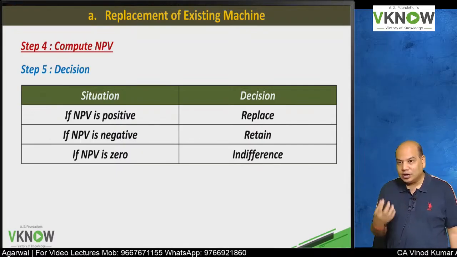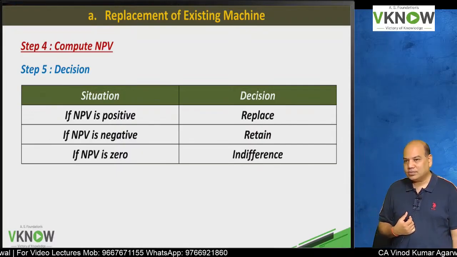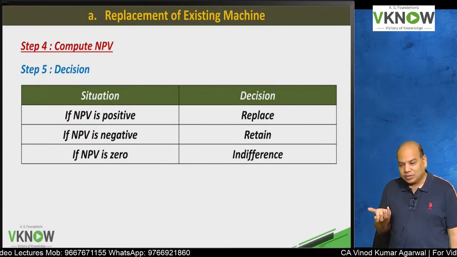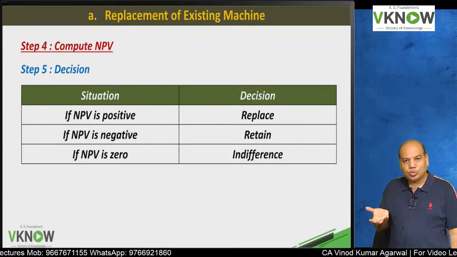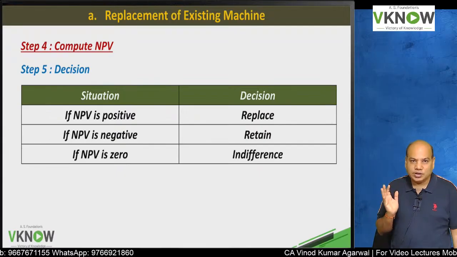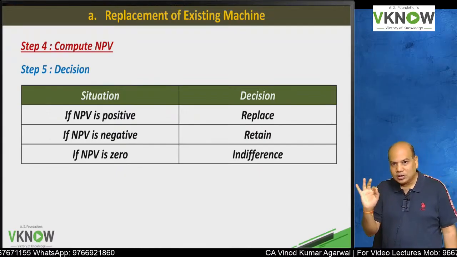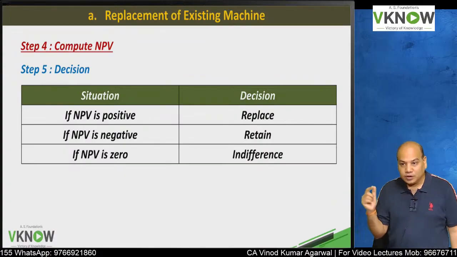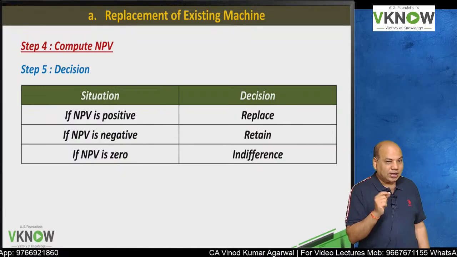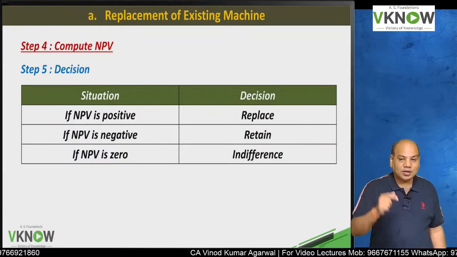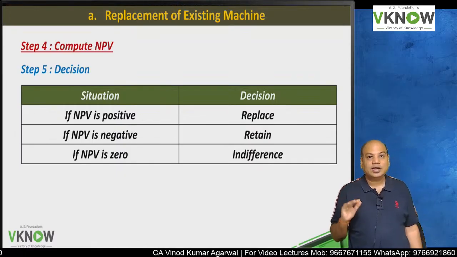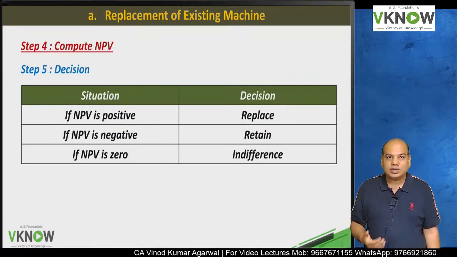The answer is, if the incremental NPV is positive, it means the new asset generates more NPV than what old asset would have generated. So replace the old asset with the new one. If incremental NPV is negative, what does that mean? It means the new asset generates less NPV than what old asset would have generated. So I will retain the old asset. I will not replace the old asset.